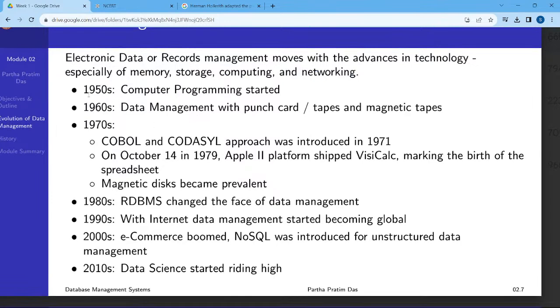This is a really good thing that they taught us, that computer programming started in the 1950s. That's like 70 years from now, 73 years from now. Then data management with punch card tapes, magnetic tapes. Okay, in the 1970s, COBOL and the CODASYL approach was introduced. Magnetic discs became prevalent.